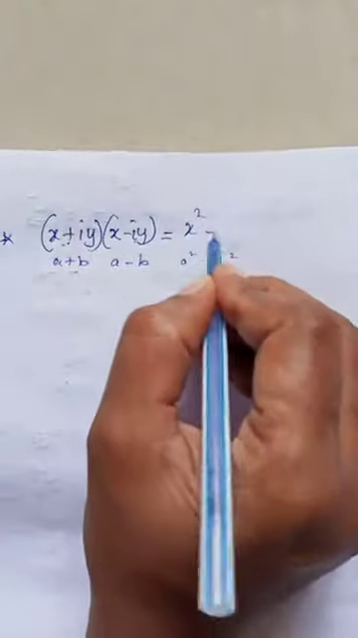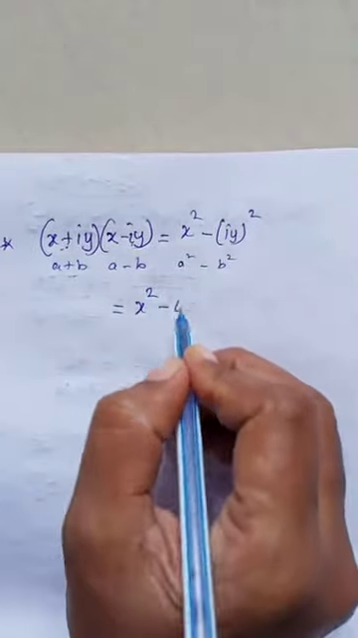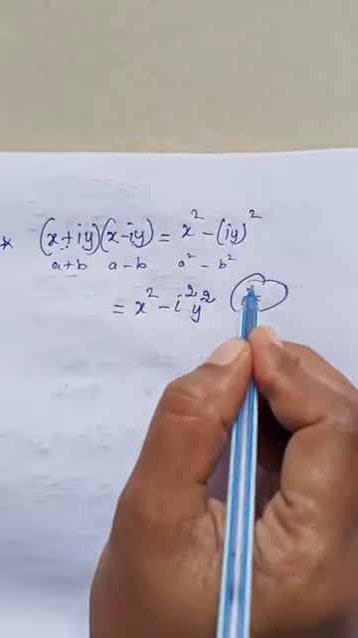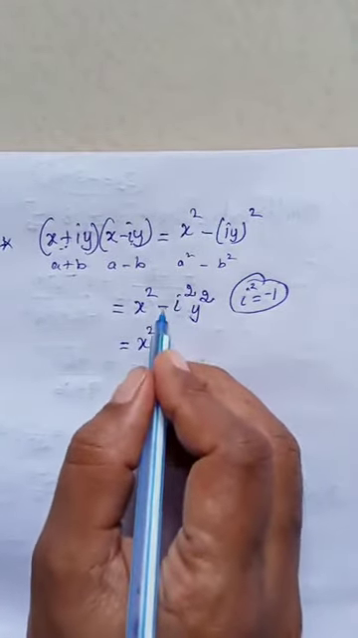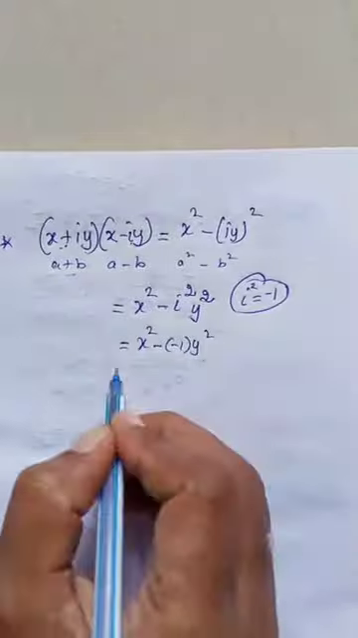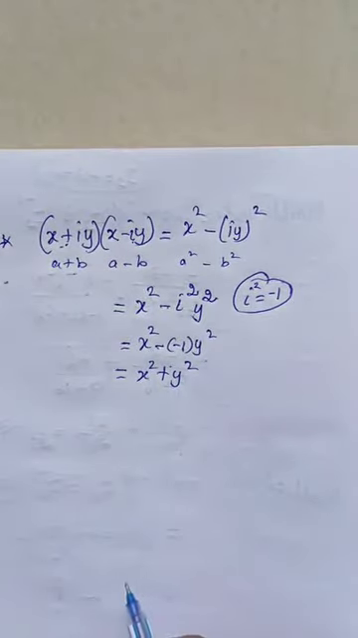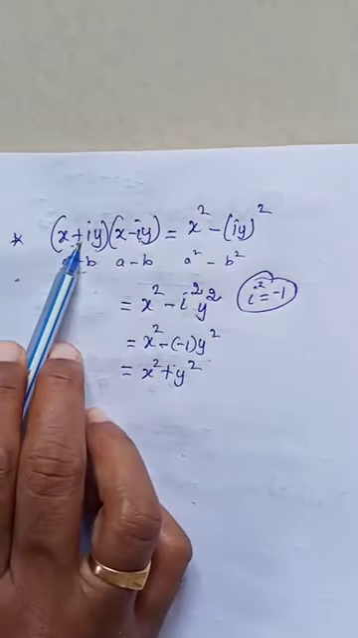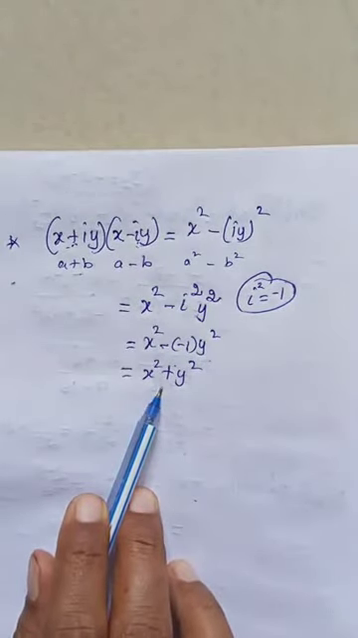So here x square minus iy the whole square, that is x square minus i square into y square. But we know that the value of i square is equal to minus 1. So that is x square minus minus 1 into y square, or x square plus y square. Here there is no i. If there is an imaginary unit, we say it is a complex number, but here there is no imaginary unit. So the product of a complex number and its conjugate is always a real number. Is that clear?